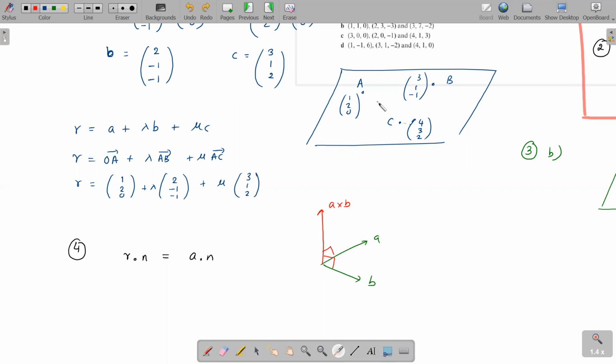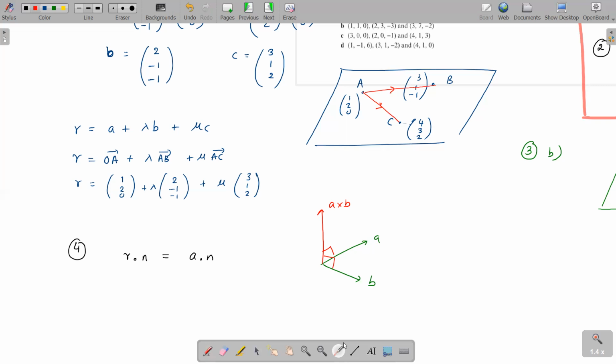What's the theory behind finding n? You can see we have two direction vectors here, right? We found AB and AC. So then what do we do here? Since both of them are direction vectors on the plane, what I could do is take the cross product of AB and AC.